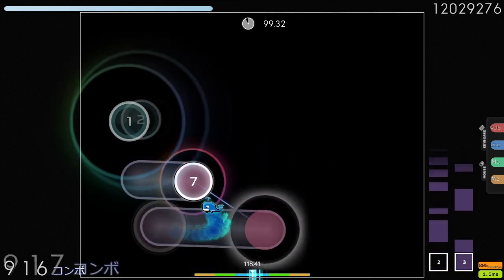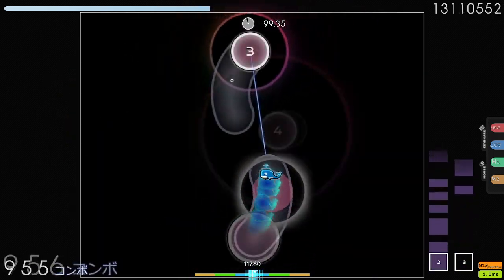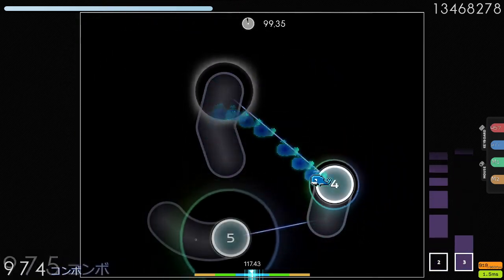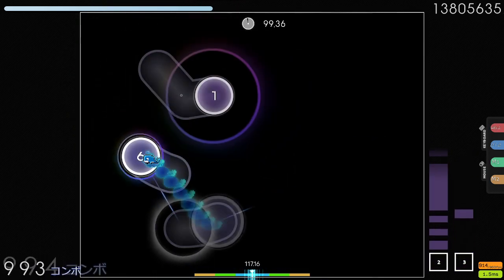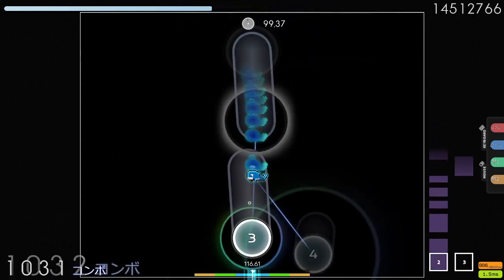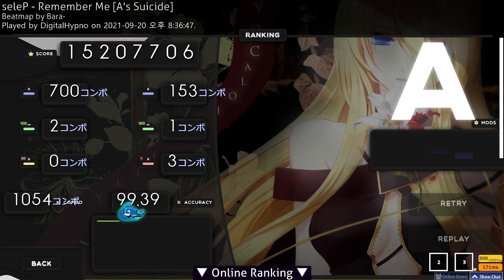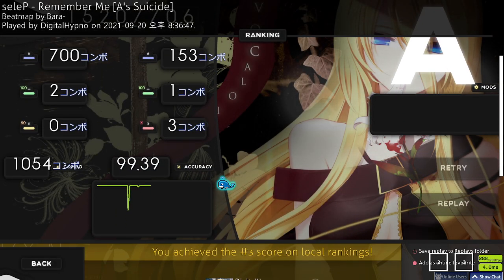But actually, this map is OD7, I want to say, which is somewhat on the lower side. But yeah, alternating maps are kind of tricky, but very cool if you're able to get used to them. And I think for the most part, starting patterns with either finger is very important.